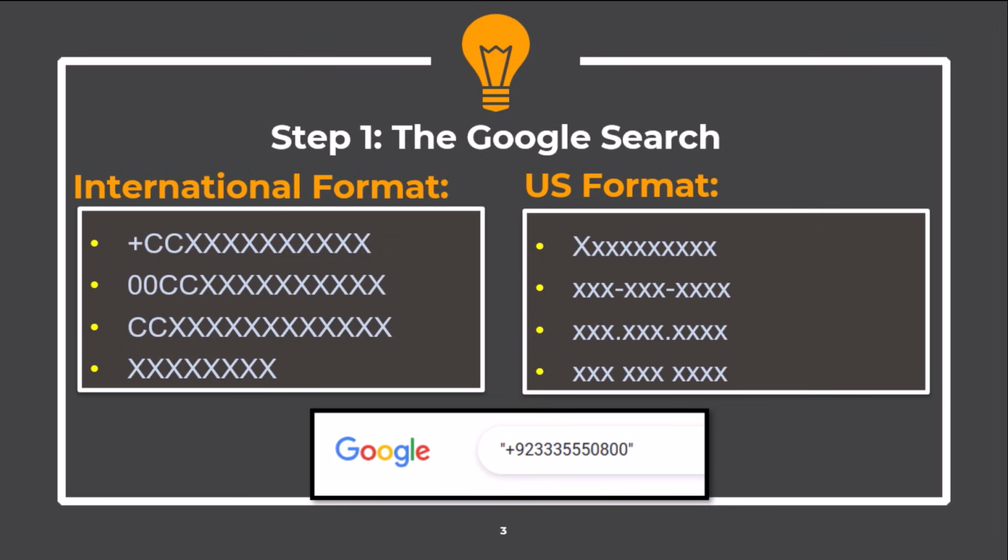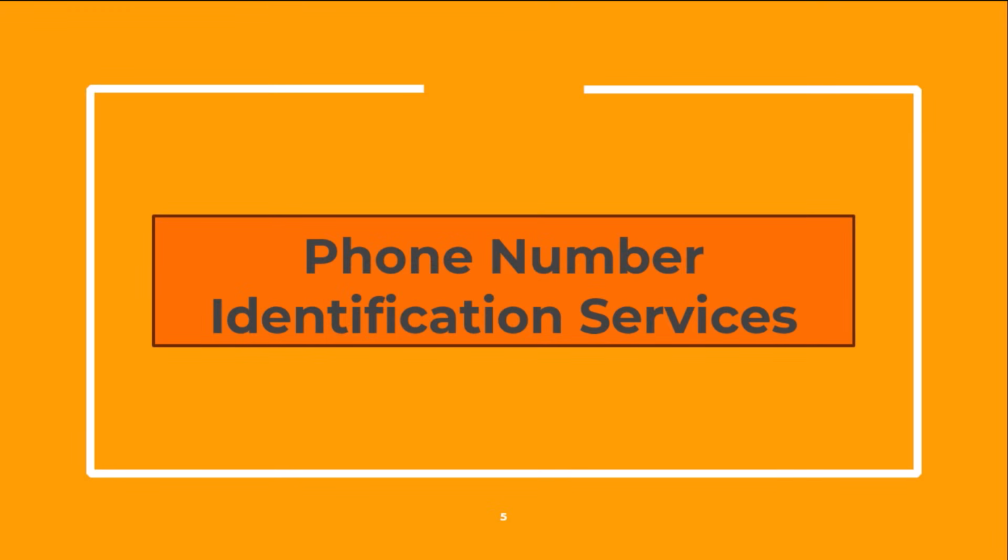But if it gives you nothing, don't worry. That's when we bring in the specialized tools. When a basic web search fails, our next stop is crowdsourced phone number identification services. These apps build their massive databases by asking users to share their phone contacts. In essence, they are a global unofficial phone book created by millions of people.